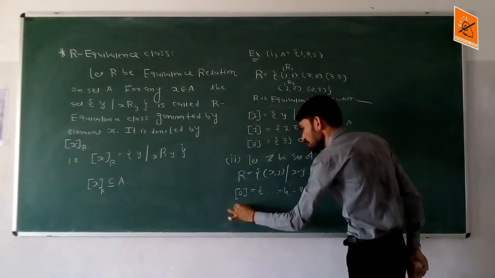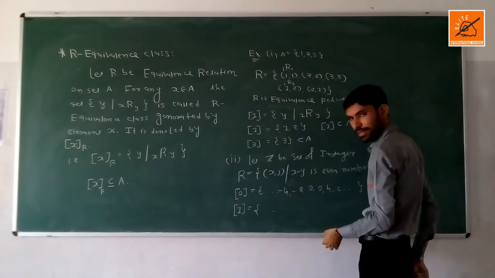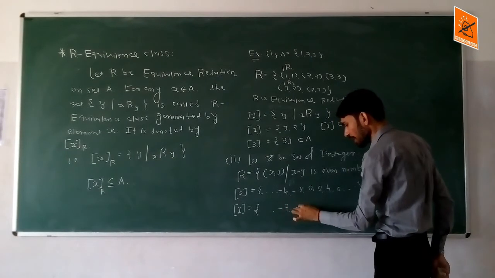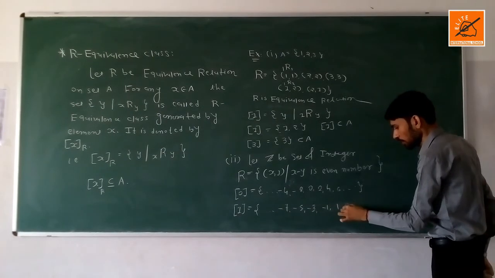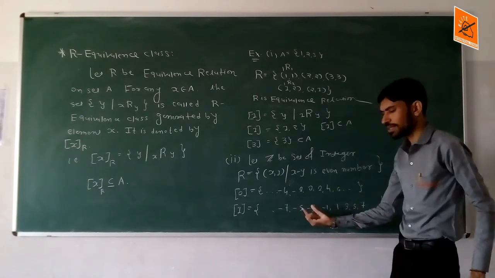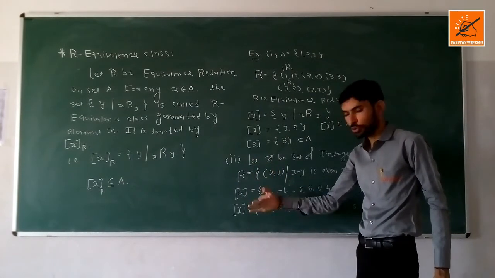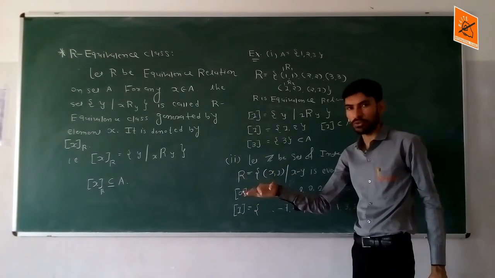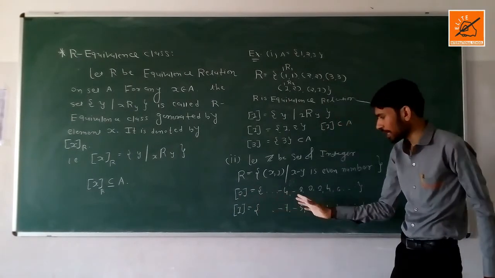So this is the equivalence class generated by 0. Now we write the equivalence class generated by 1. We already know which elements come in the equivalence class generated by 1. It contains the elements minus 7, minus 5, minus 3, minus 1, 1, 3, 5. Now we find the equivalence classes generated by 2, 3, 4. The equivalence class of 2, 3, 4, 5 is either equal to the class of 0 or equal to the class of 1. So these are disjoint equivalence classes.